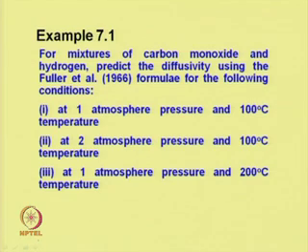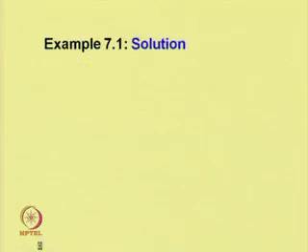Now, let us take an example to calculate the diffusivity from this correlation. For mixtures of carbon monoxide and hydrogen, predict the diffusivity using the Fuller et al. 1966 formula for the following conditions. The first one is at 1 atmosphere pressure and 100 degree centigrade temperature. The second problem is at 2 atmosphere pressure and 100 degree centigrade temperature, and the third one at 1 atmosphere pressure and 200 degree centigrade temperature. So, let us consider the first one.